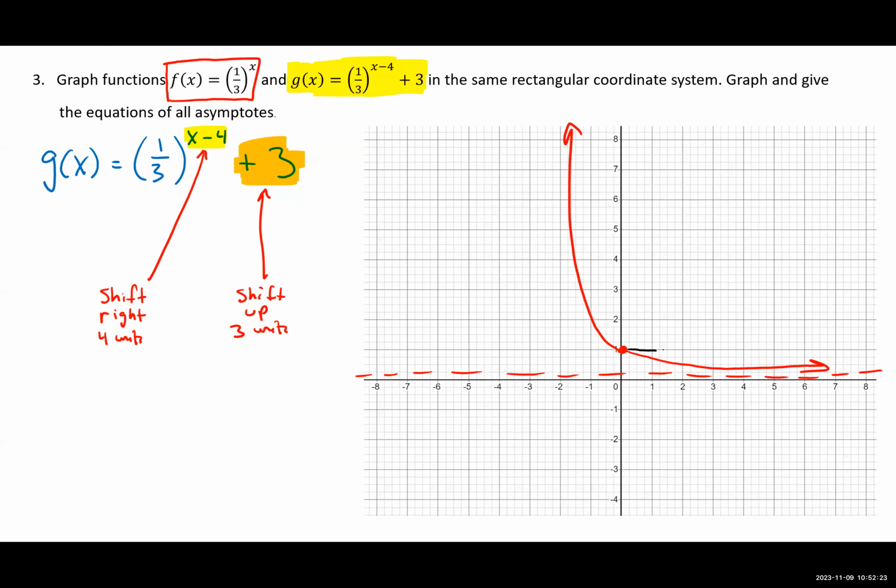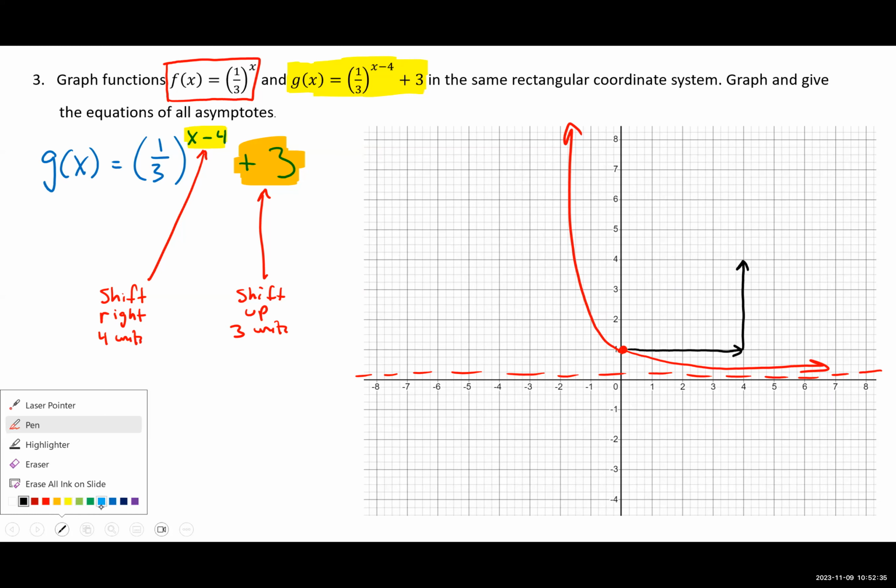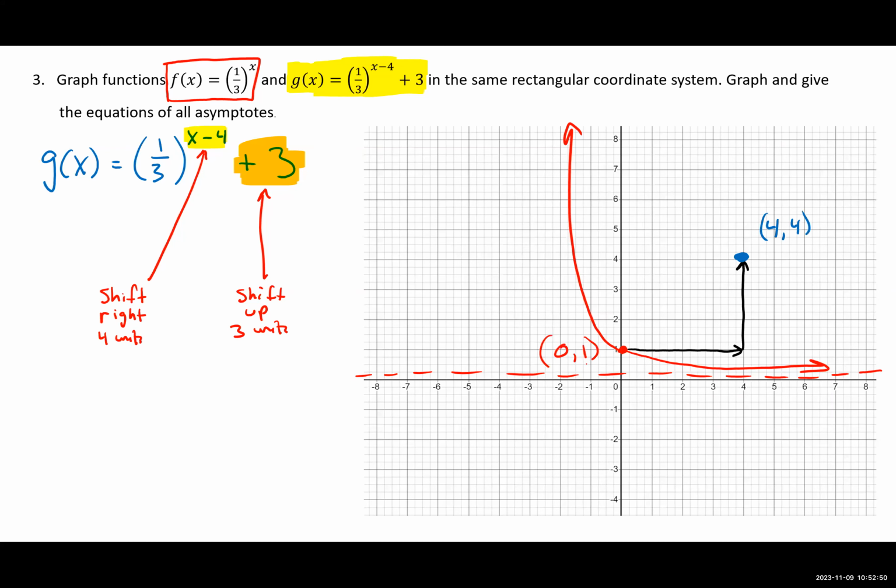Right, so we're going to go 1, 2, 3, 4 to the right. And then up 3. 1, 2, 3. So that red point is moving to right here. Right, so that's the point 4, comma 4. Started off at 0, 1. Move that point to the right 4, up 3. Now we're at 4, comma 4.